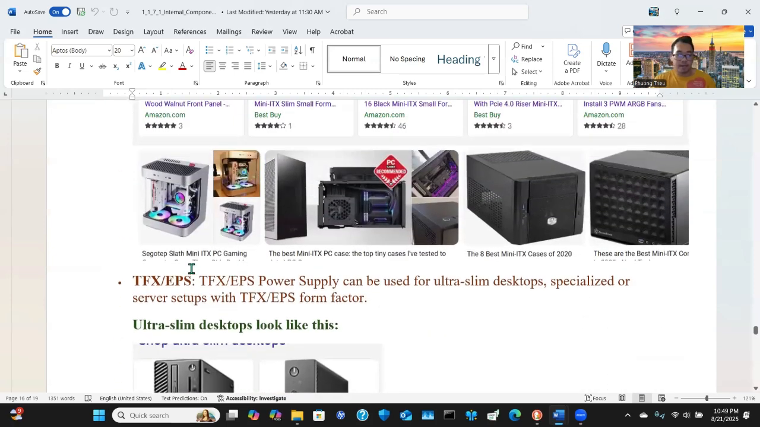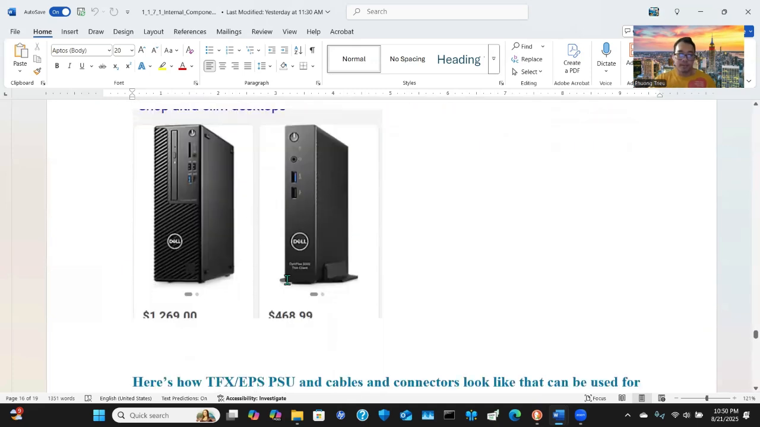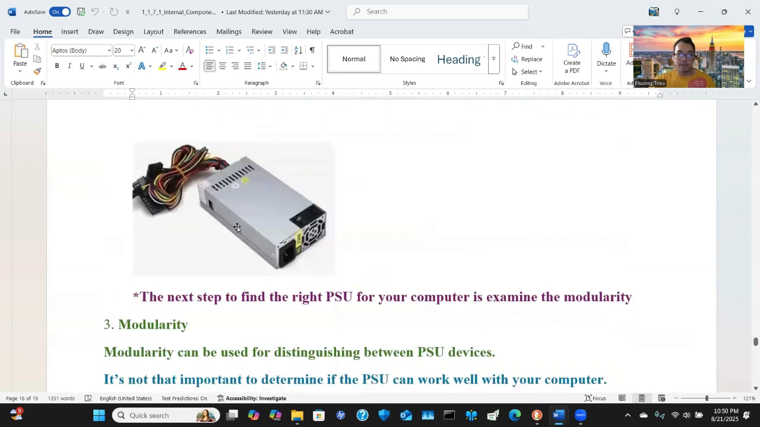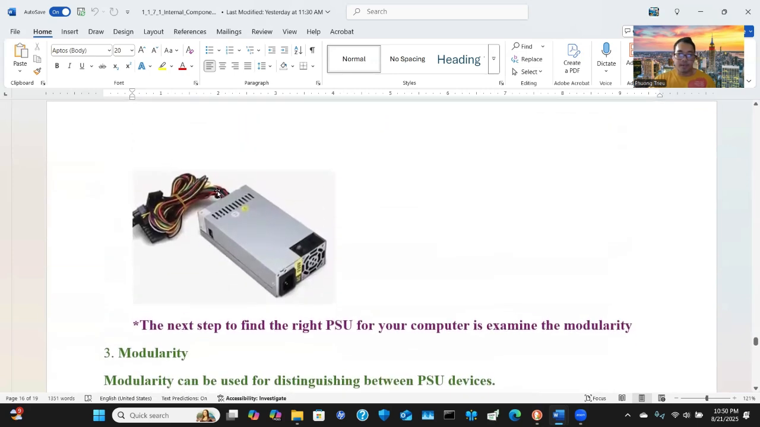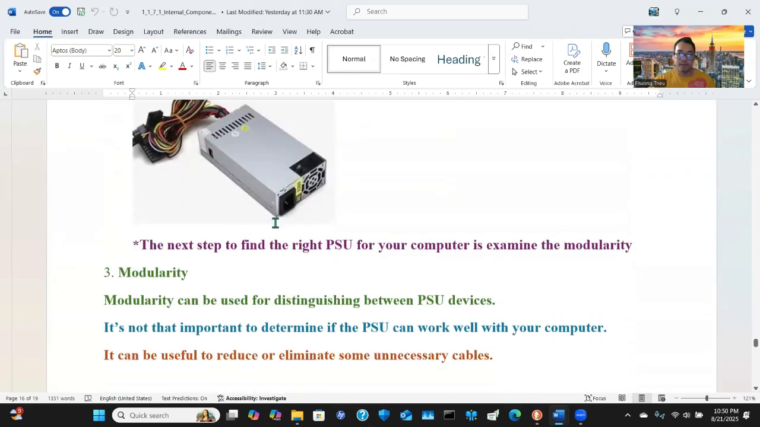The next form factors are TFX and EPS. TFX and EPS power supplies can be used for ultra slim desktops, specialized or server setups with TFX and EPS form factor. Ultra slim desktops look like this. Here's how the TFX, EPS power supply unit and cables and connectors look like that can be used for the internet server. Here are some cables and connectors. Here, this is the power supply unit that is used for the internet server.